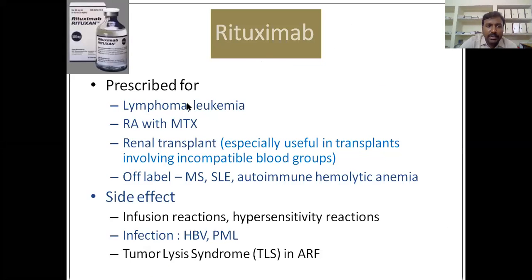Rituximab is prescribed for lymphoma, leukemia, rheumatoid arthritis, and renal transplantation. Okay, also autoimmune hemolytic anemia. The side effects of this are infusion reaction, hypersensitivity reactions, tumor lysis syndrome, and acute renal failure.